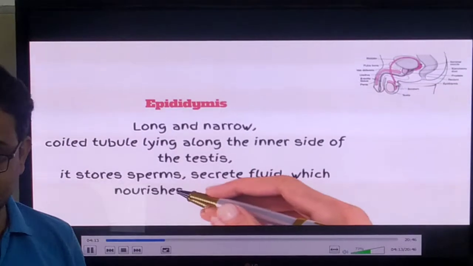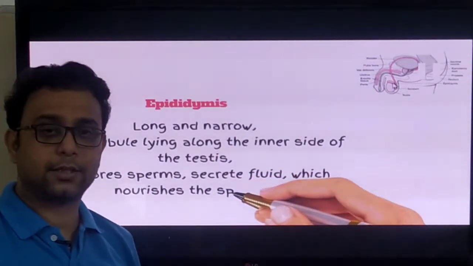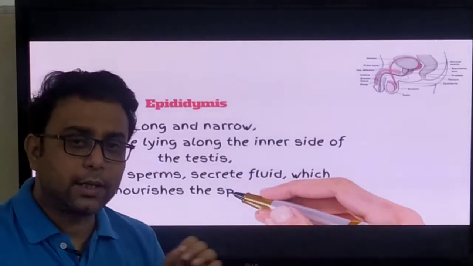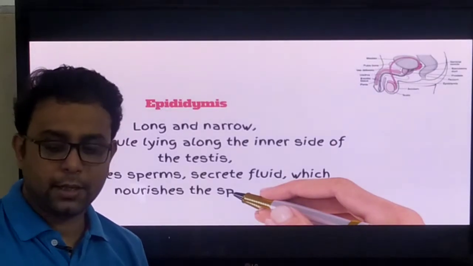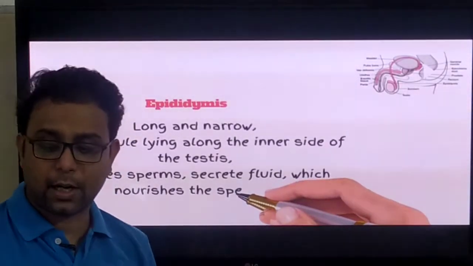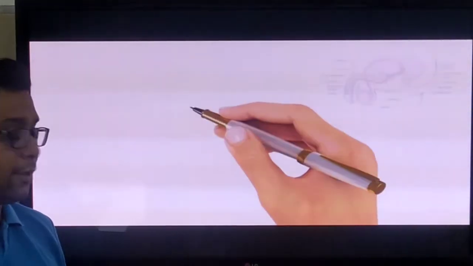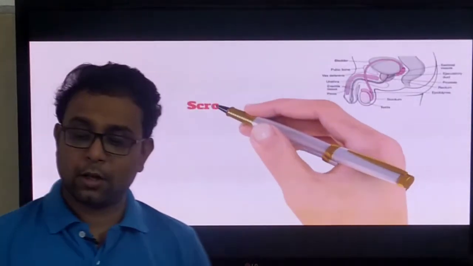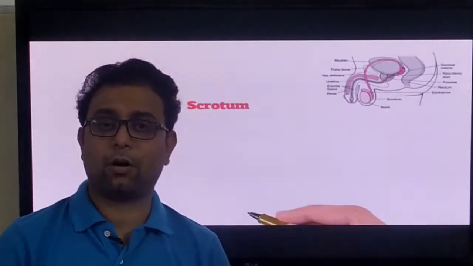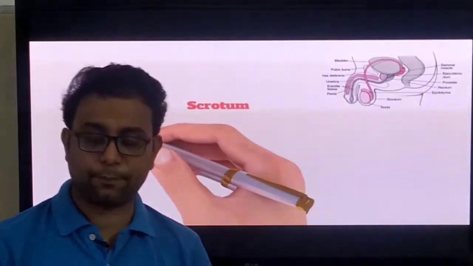You can observe that it is like a C-shaped structure. But what is the function of the epididymis? It stores the sperm, or it secretes some fluid, right? So, a very important structure is the scrotum.